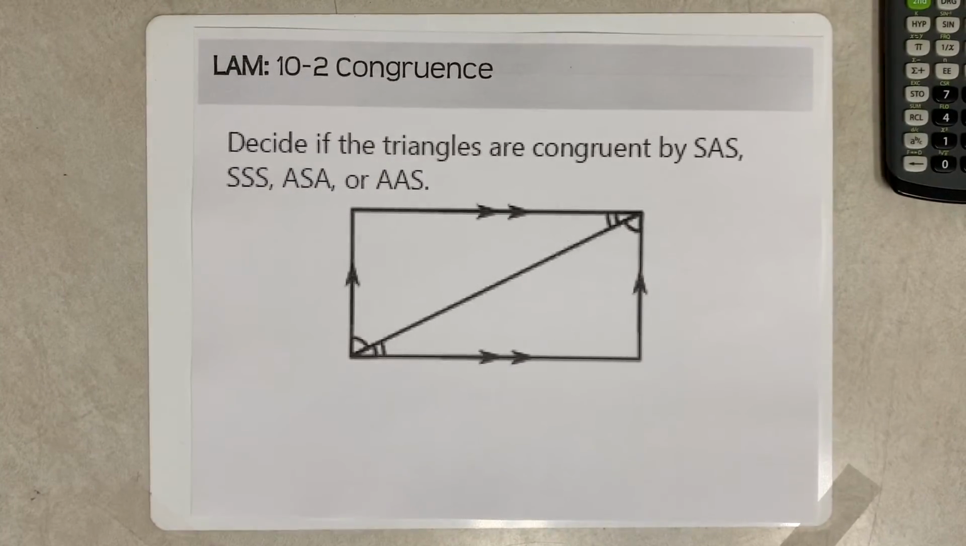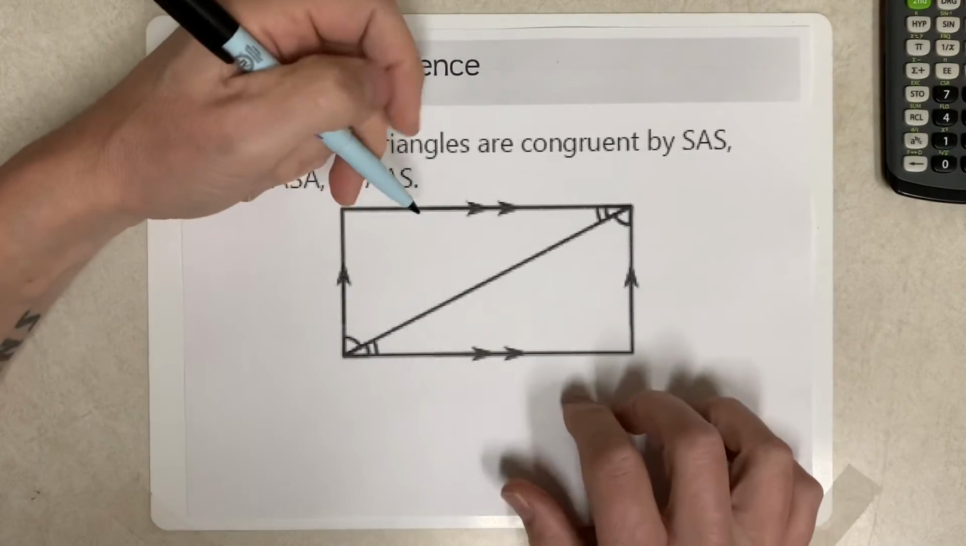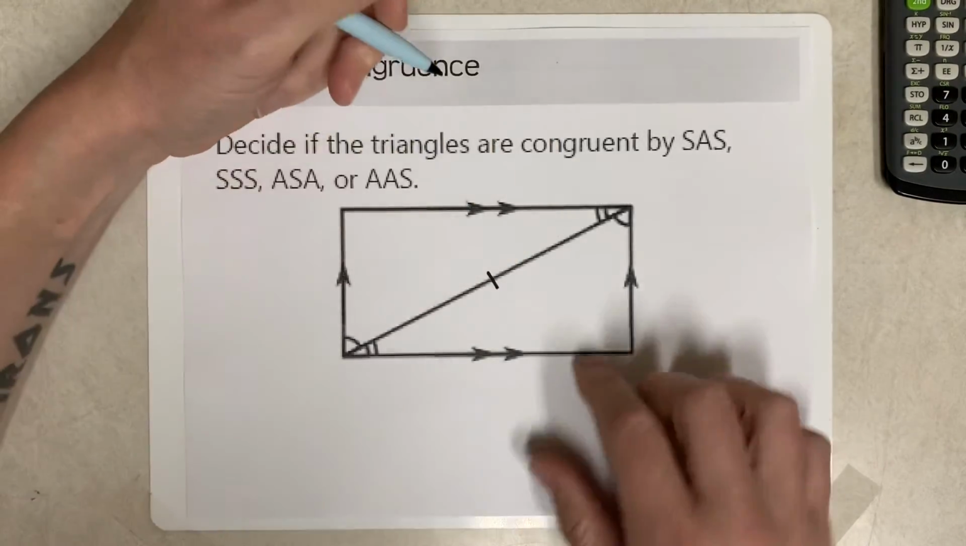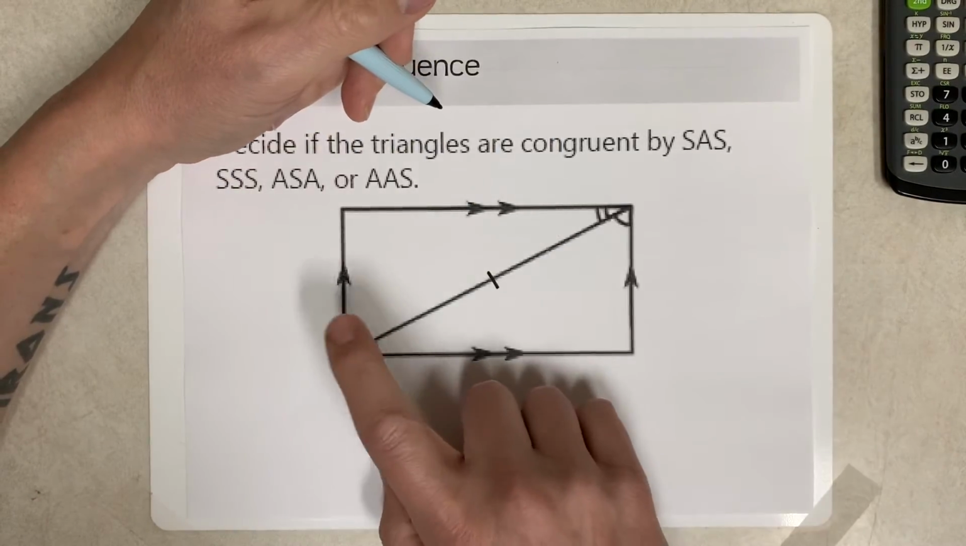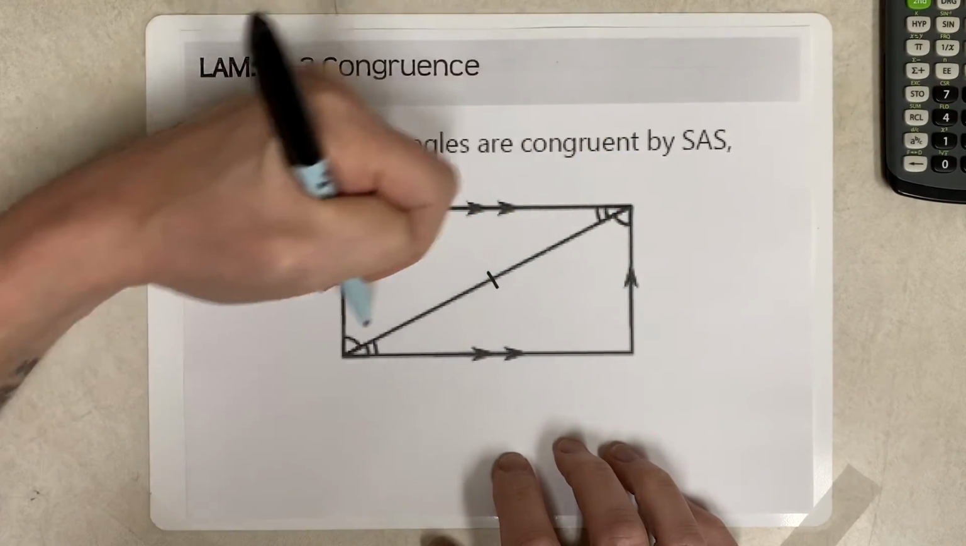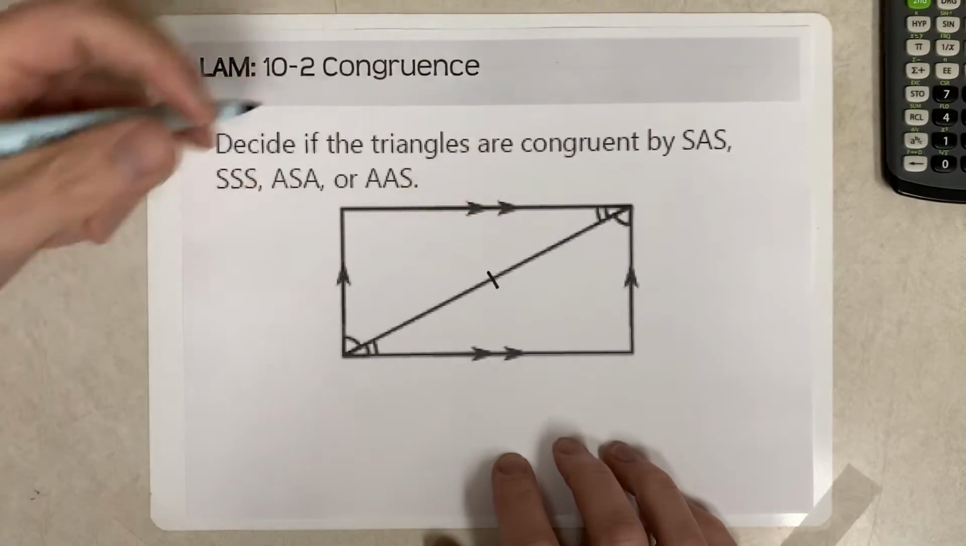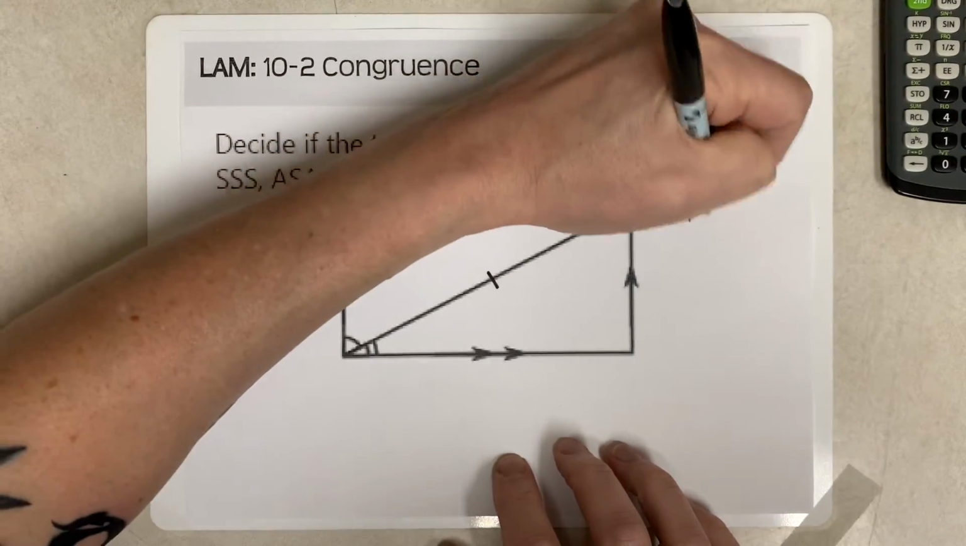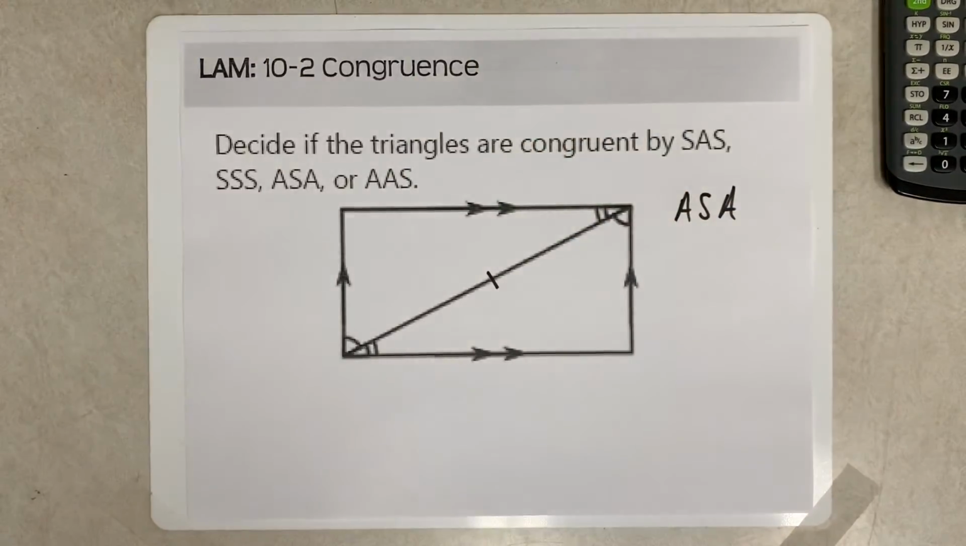Okay, this one, we have a shared side. We have an angle here and an angle there and an angle here and an angle here. And so we have angle, side, angle, angle, side, angle. So we have ASA for that one.